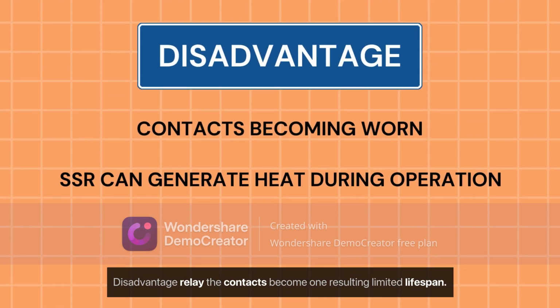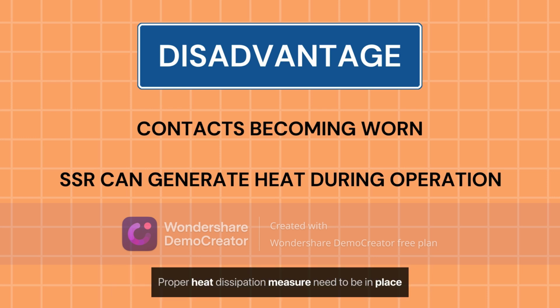Disadvantages: relay contacts become worn, resulting in a limited lifespan. SSRs can generate heat during operation, especially under high loads. Proper heat dissipation measures need to be in place to prevent overheating.